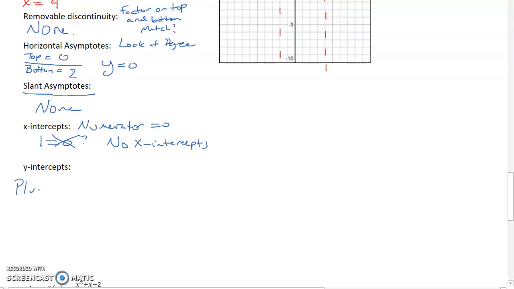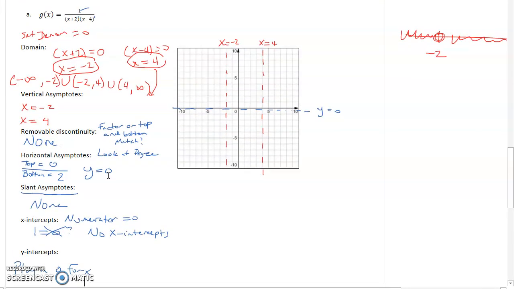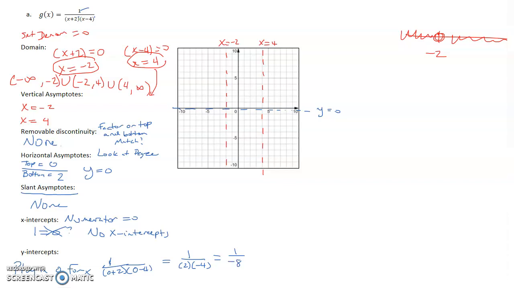Y-intercepts, just like the last chapter, you plug in 0 for x. So let me zoom out a little bit, take a look. We're going to plug in a 0 for x, so it's going to be 1 over 0 plus 2 times 0 minus 4, which is 1 over 0 plus 2 is 2, and 0 minus 4 is -4, which is 1 over -8. So let me pick a different color for this. I'll do this in green. We're going to put, so that's like right here, right?